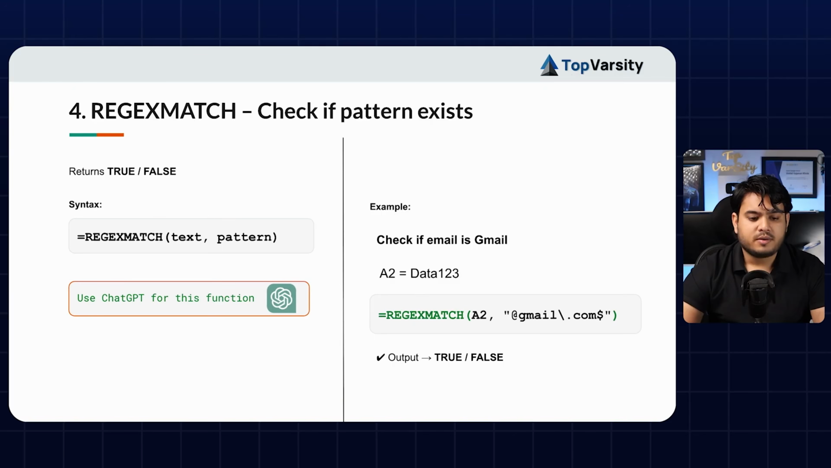Now the next function is our REGEXMATCH. Match means you need to match it. REGEXMATCH checks if the pattern exists or not, and it will return true or false. That's the only thing. This function is not there in normal Excel. It is there in Office Excel. If you are using your official Excel, which is given by your office at your job, then you will find that formula. Otherwise you will not find it in the normal one. For that, we are going to use Google Sheets. We'll get back to this.